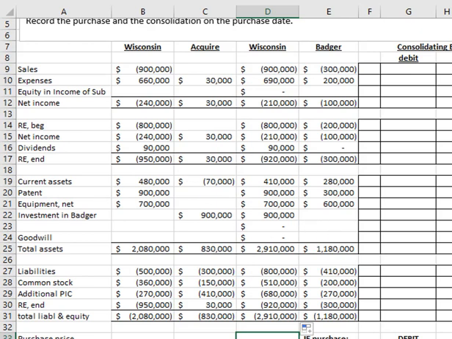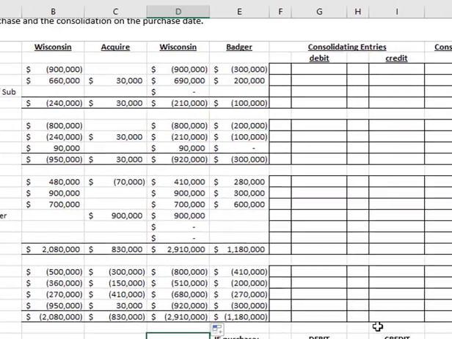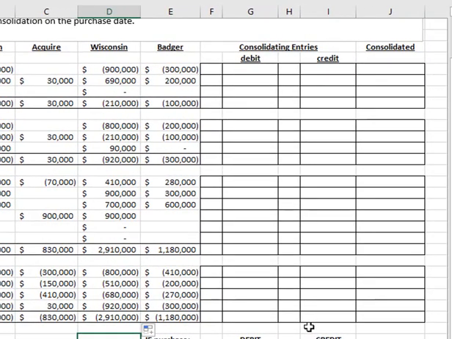Now we want to do the consolidating entries, and the consolidating entries remove the investment account and the related equity in the subsidiary and remove the excess of fair value over book value. So let's go ahead and do that. Your textbook uses a convention of assigning a letter to the entries, and that's to help you remember to do them all and to sort of signify them. I always do them in order with the letter. You don't have to do the letter, but it certainly is helpful.